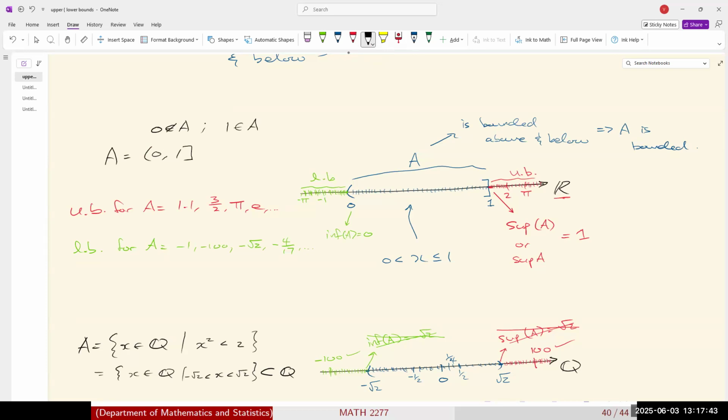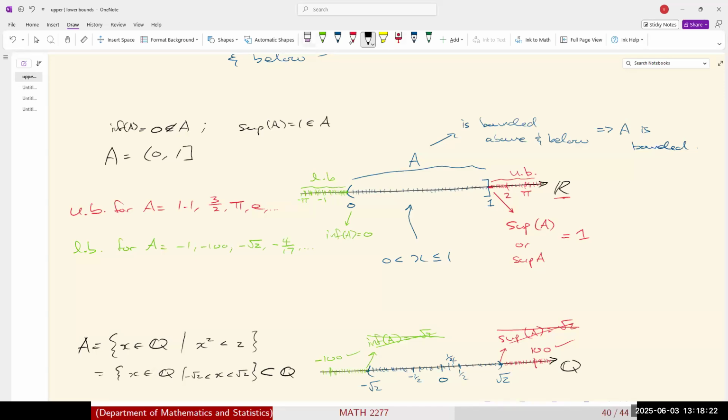So what I'm trying to get at is, if a set has a supremum or an infimum, that supremum and infimum may or may not belong to the set. In this case, this was the infimum, and it does not belong to the set. And in this case, the supremum of A was 1, and indeed it does. I say it does, I write it doesn't. Equal to 1, it does belong to A.